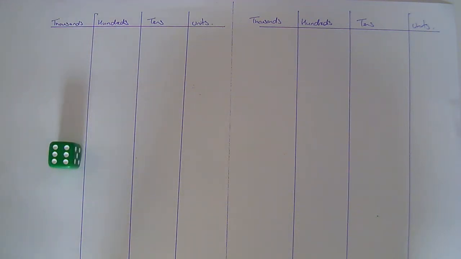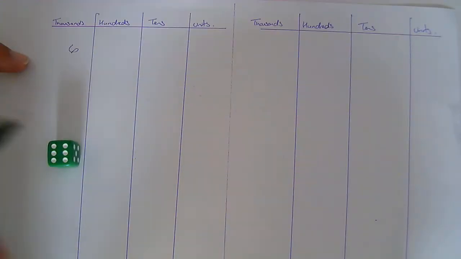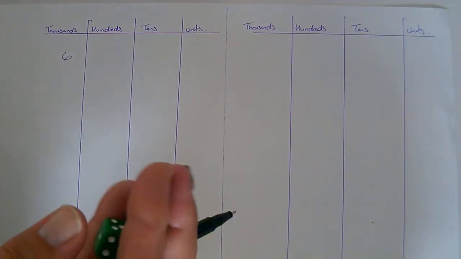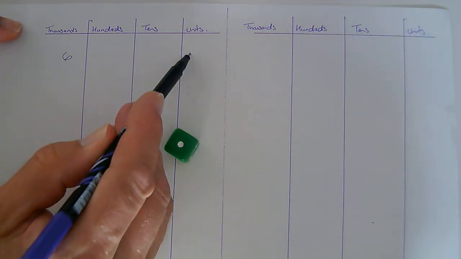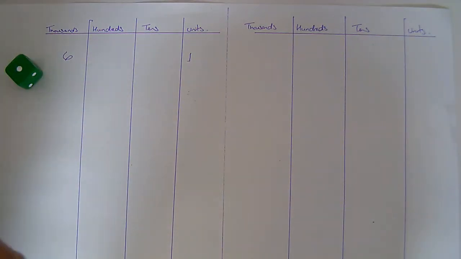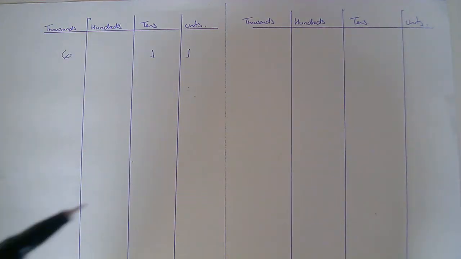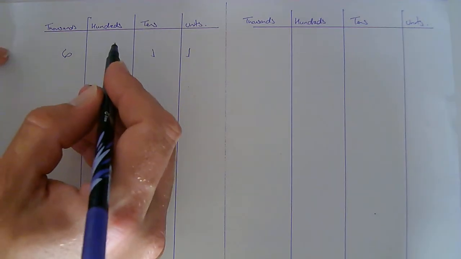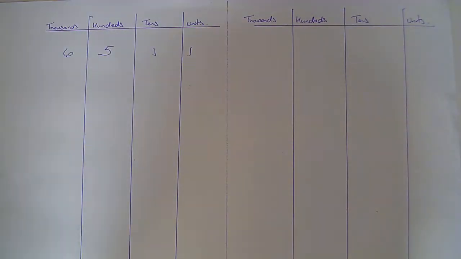I'm going to be player one, so I roll my die. I get a six. Six is easy, so I put it into the thousands column because it's the largest number I can get. I roll again, and I get a one. So I'm going to put a one into the units column. I'm going to roll again. This time I get a 1, so I'm going to put it into the tens column. And I roll again. And this time I get a 5, so I'm going to put it into the hundreds column.